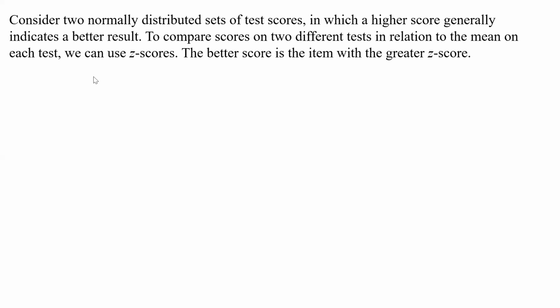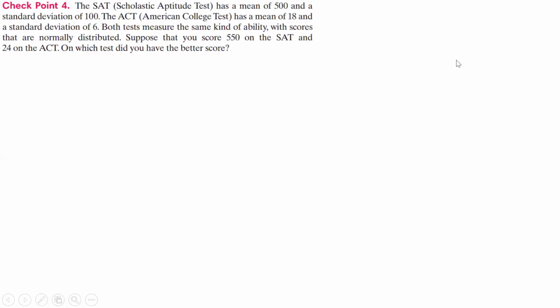So you might have a really good number for SAT, but your z-score is less than the z-score for the ACT, and so your ACT actually is the better score. So using z-scores can tell us what is the better test score. And that's the example we have here.